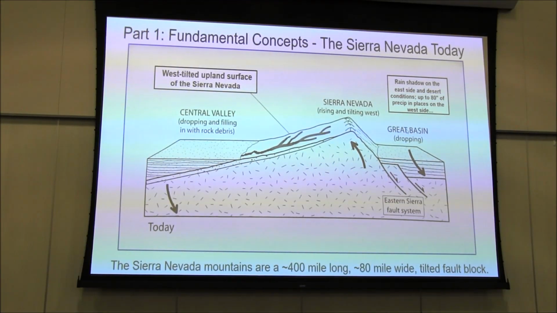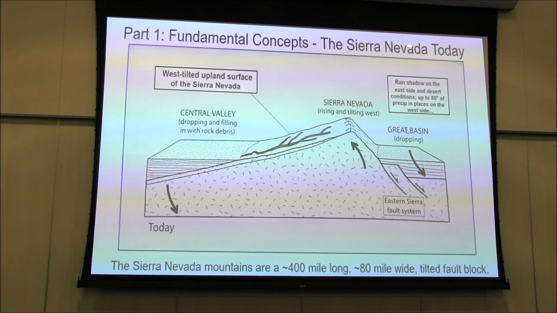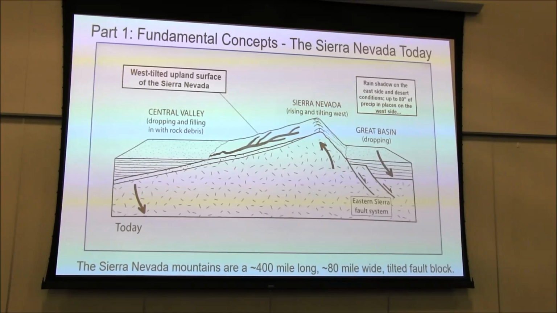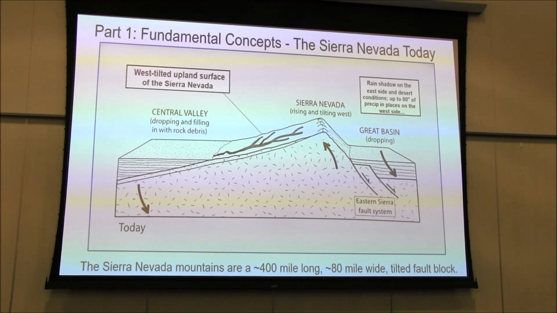Now, today there's a different story. Here's Sierra Nevada today. No subduction. That shut off when the San Andreas Fault was born 25 to 30 million years ago. And it's grown to be 700 miles long.